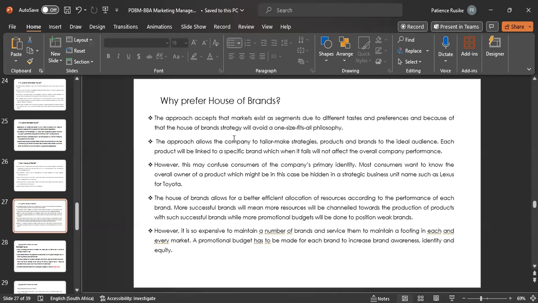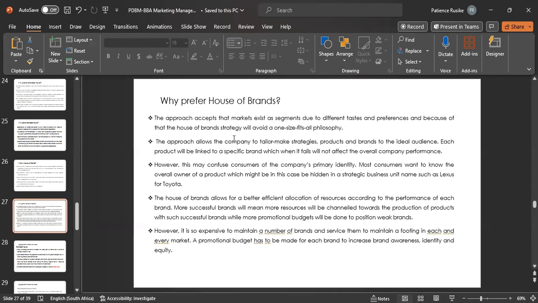Right. On the dark side of it, it is expensive to maintain a number of brands and service them. It is very expensive because you are using different budgets for each brand, which can consume quite a lot of resources or investment. So we are saying a promotional budget has to be made for each brand to increase awareness, identity, and equity. And that requires a lot of effort, resources, commitment, and time.